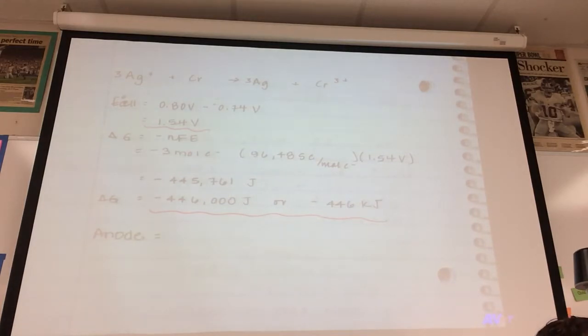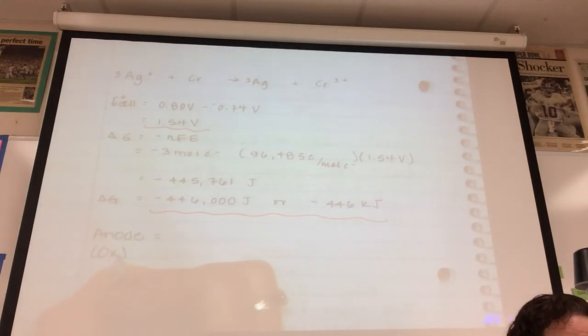Anode is where what occurs? Oxidation. So which reaction did we flip? The chromium one, right? So your anode is chromium metal, correct? And the electrode, in this case the anode, is a metal. No charge, no subscript, nothing silly.